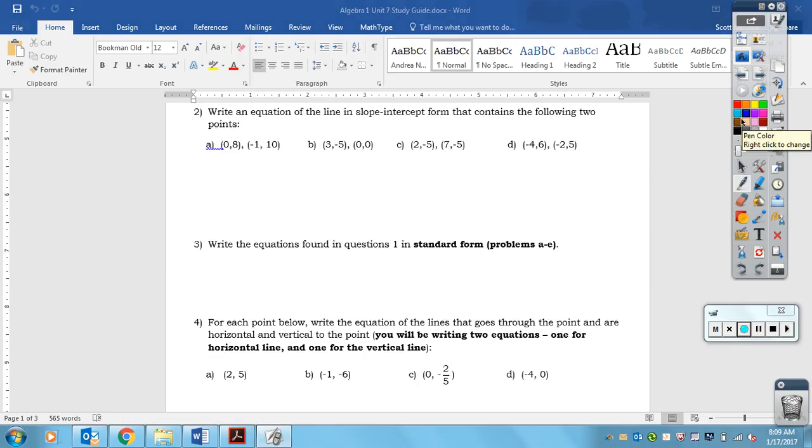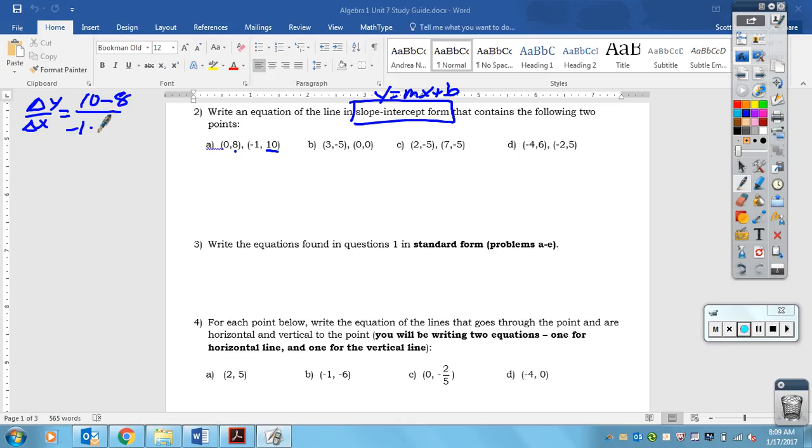Question 2, A, B, C, and D asks us to again write in slope-intercept form, which means y equals mx plus b. Pay attention to your form. Now the difference is they did not give us the slope, so all we need to do is calculate the slope first. Slope is change in y over change in x. So it's 10 minus 8 over -1 minus 0. Pay attention to your sign.